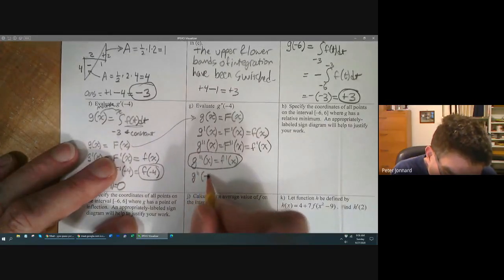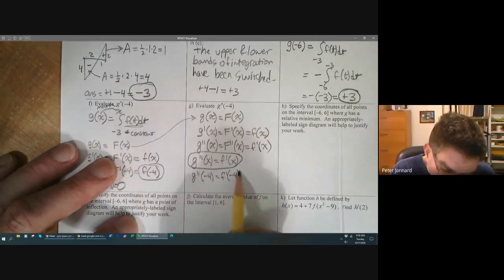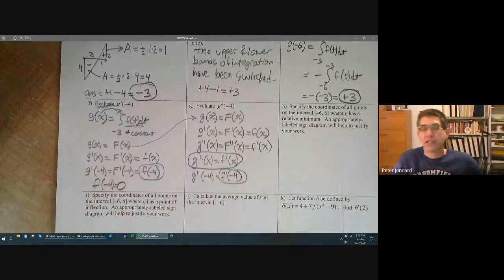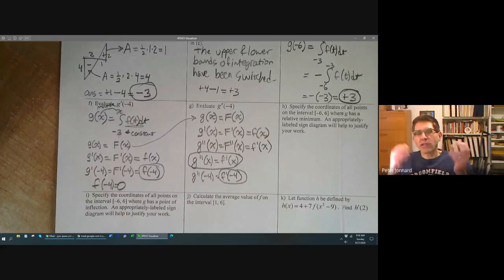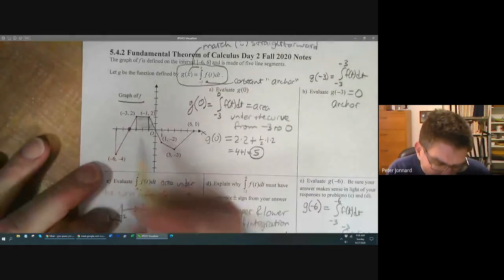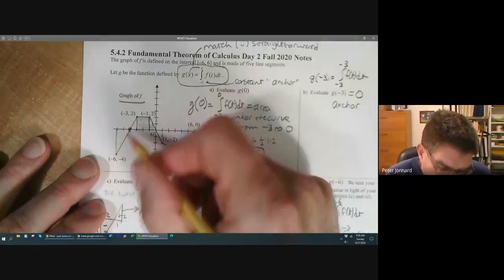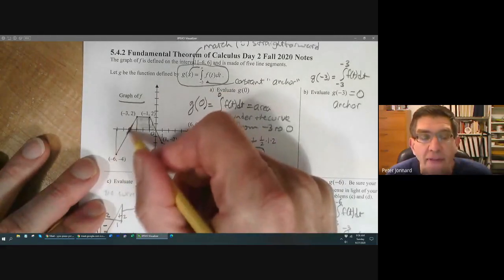g double prime of -4 is equal to f prime of -4. So if I can figure out what f prime of -4 is, then I'm fine. But think about what that notation means. It's saying take function f, go to -4 on the x-axis, and figure out the slope of the tangent line there. So let's look at our graph here. Let's go to -4, 1, 2, 3, 4. I'm at this point. It is asking me, what's the slope at that point?